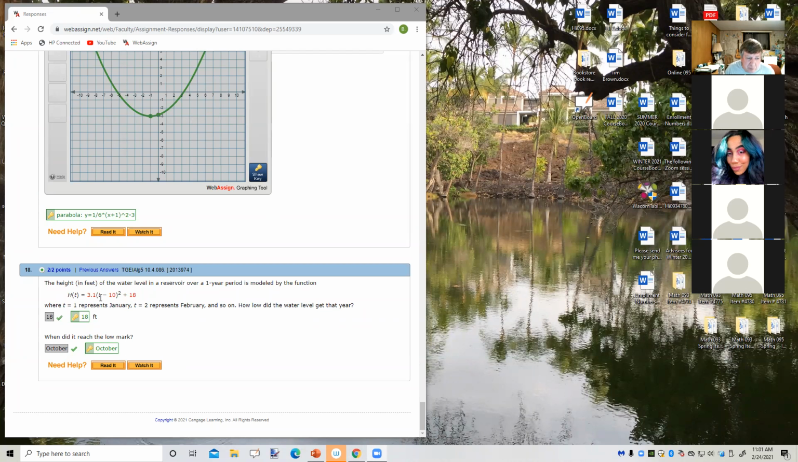Yeah. But you got to read it carefully. It says here the height is in feet. Time is months, okay? Because a common mistake is students will get the numbers and switch them backwards. They'll say that it was the 18th month and it was 10 feet. I don't know what the 18th month would be, but you've got to really read carefully and identify what each variable stands for, okay?